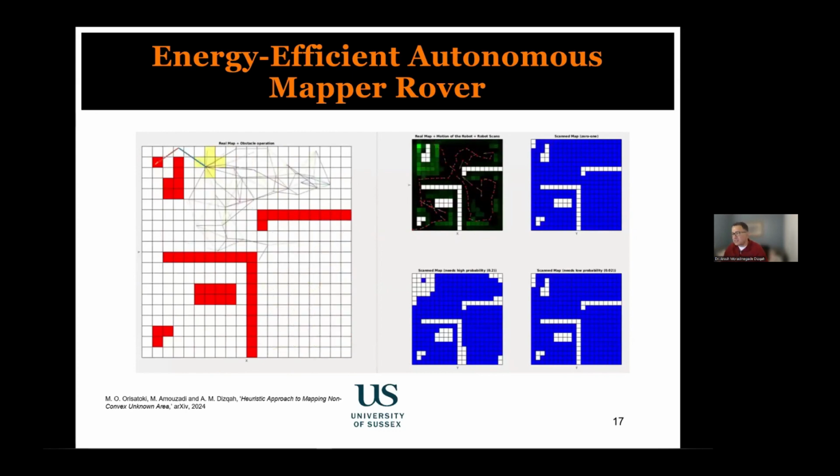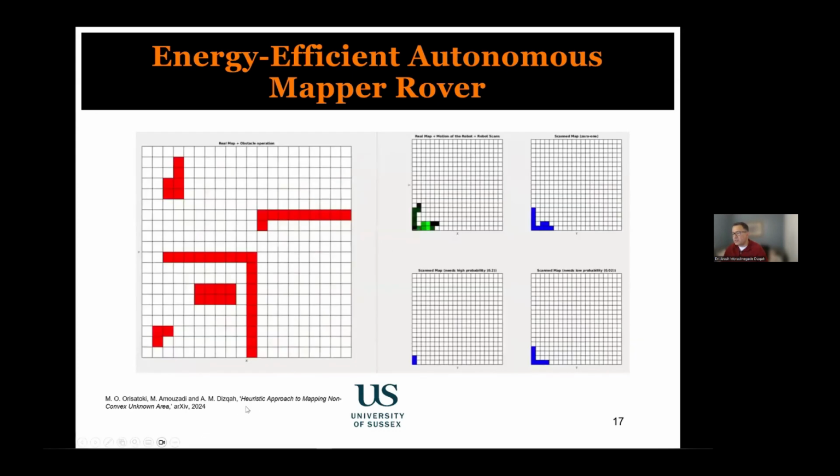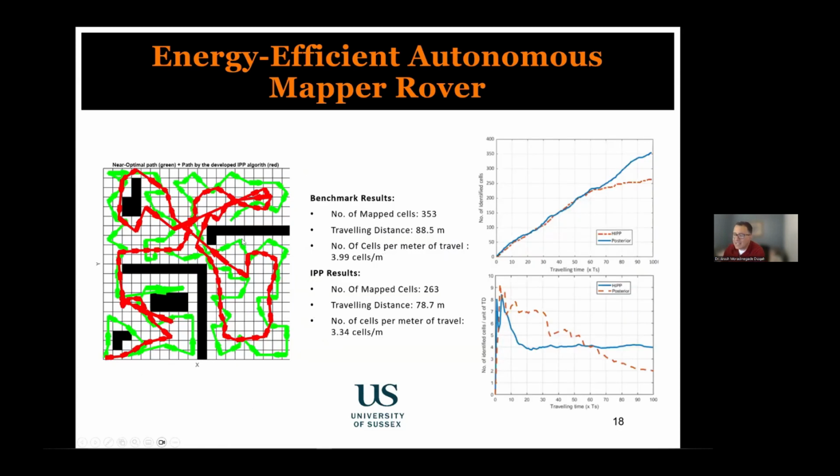Then we defined a posterior problem, meaning that we assume that we know the map and we want to remap it. We assume the solution of such a posterior problem, which is a remapping of a known map, as a benchmark, and we showed that our algorithm follows the benchmark here, as you can see, which is a linear behavior of the number of identified cells over the traveling time. So it shows how linearly the number of identified cells increases.